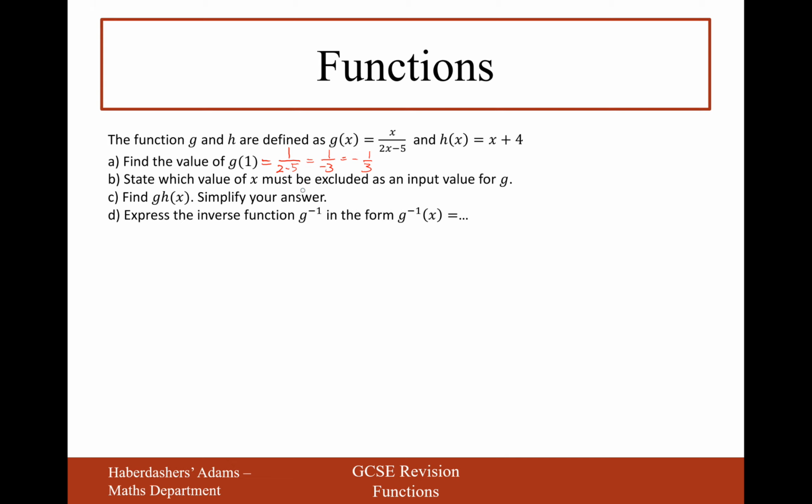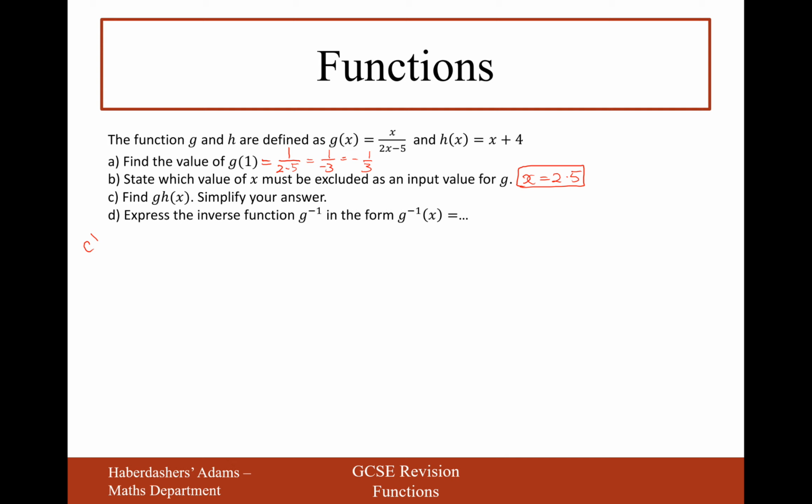State which value of x must be excluded from your input of g. Well, it would be any x value that would make the denominator of the fraction 0. So I think if I put x equals 2.5 in here, then it would be 2 times 2.5 is 5. 5 take away 5 is 0. That would mean that I have a 0 on the bottom of a fraction, which you're not allowed to do. You're never allowed to divide by 0. So using 2.5 as the input is not allowed.